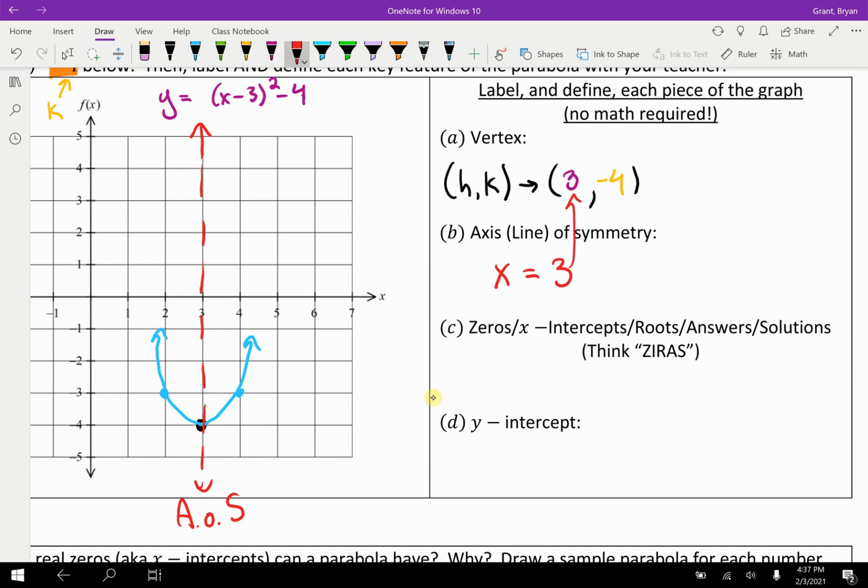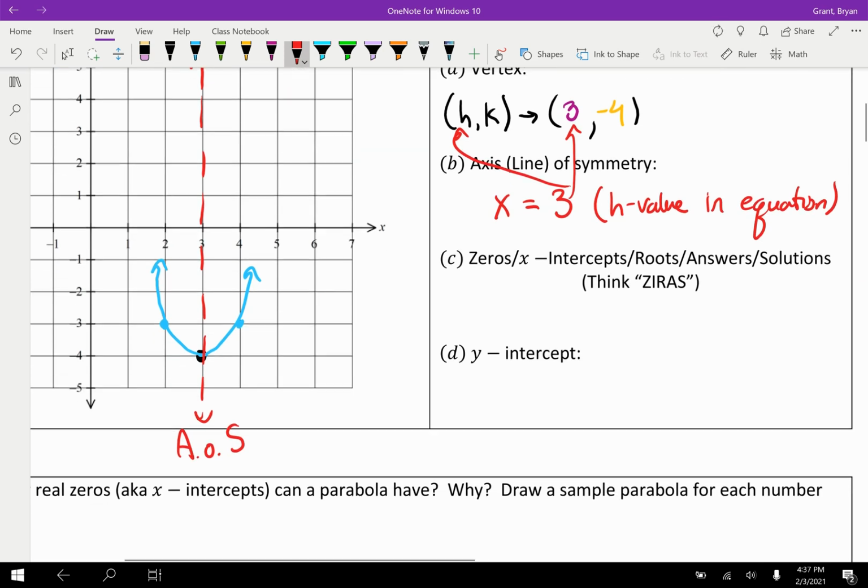Oh yeah, it's just h. So for x equals 3, we're just going to say that it is the h value in the equation. That's a very fast way to find the line of symmetry. Just find the h value, say, oh, line of symmetry, x equals 3. Awesome. All right, Part C.